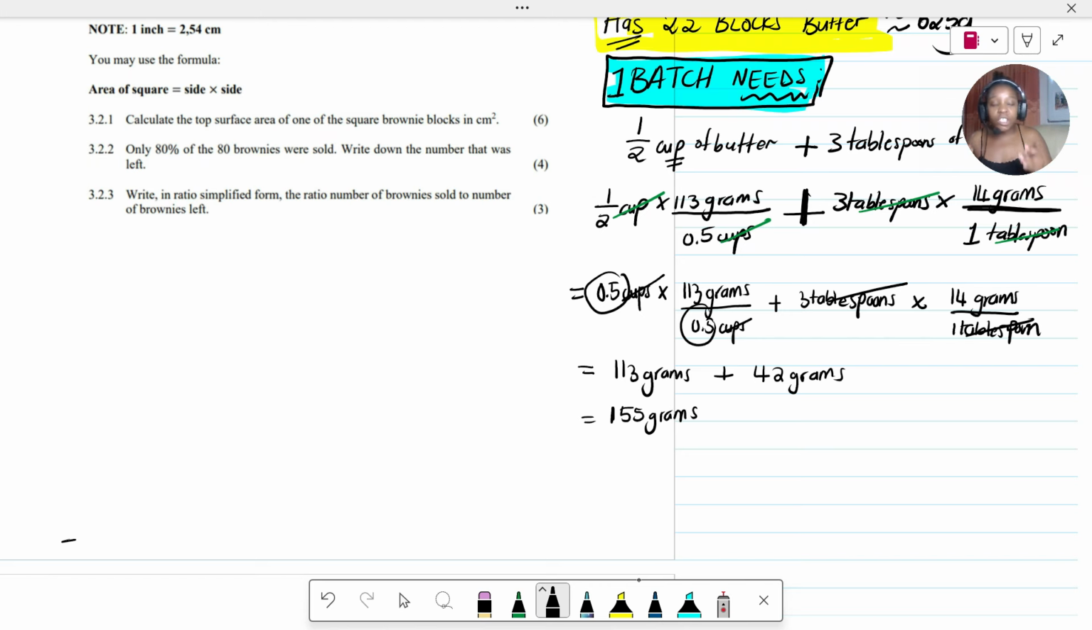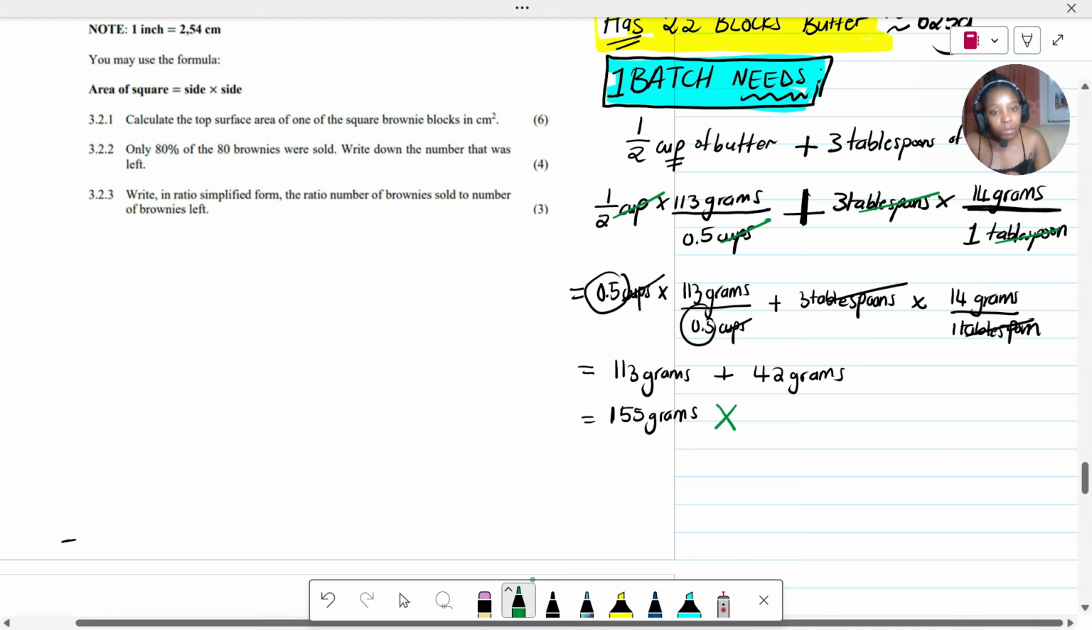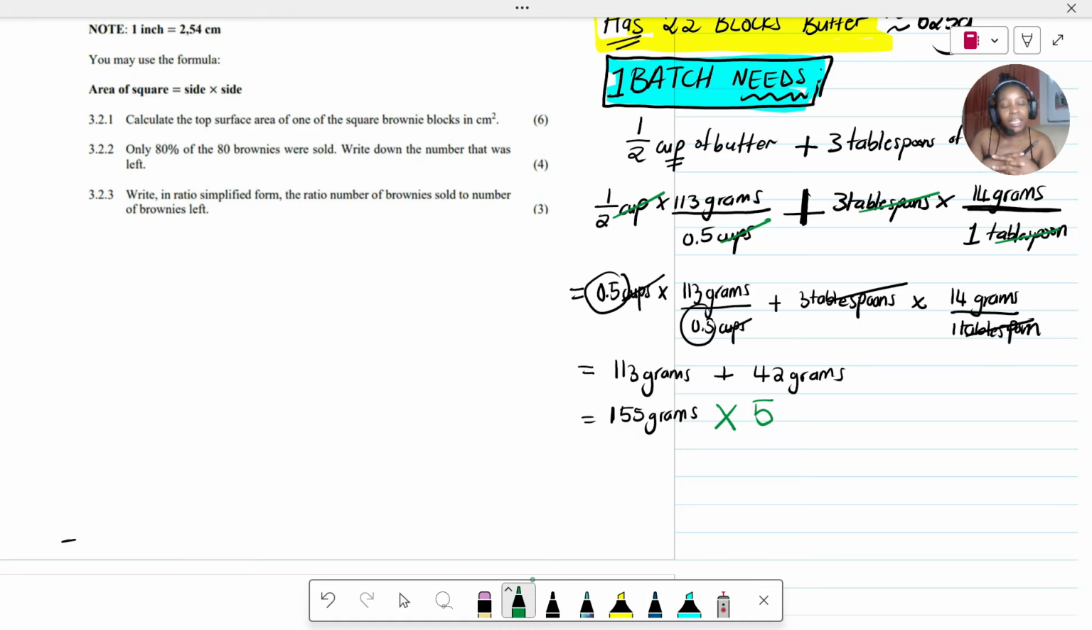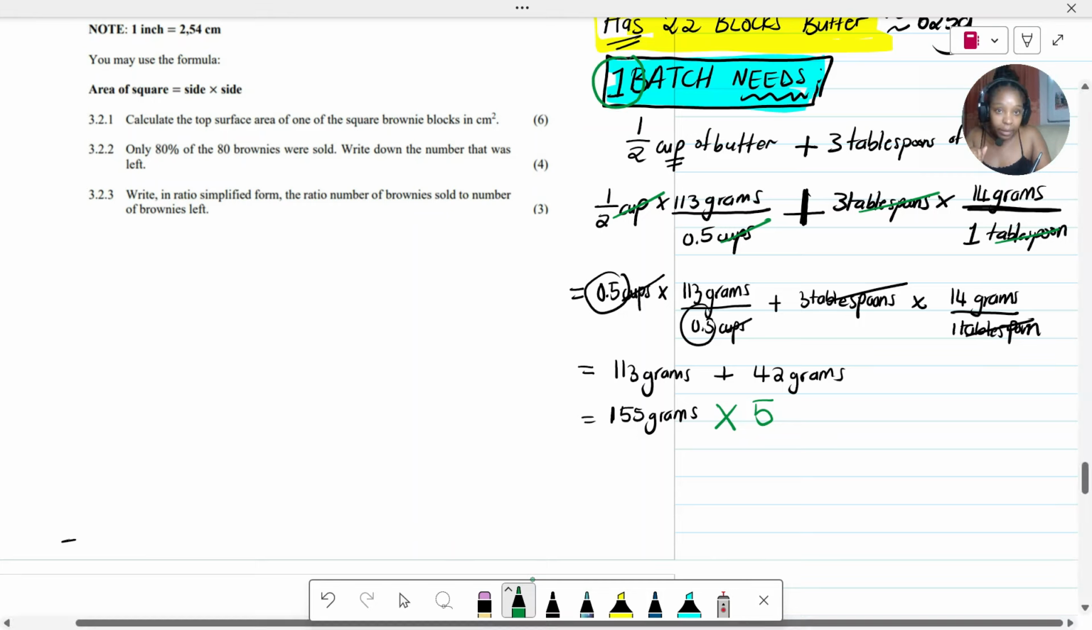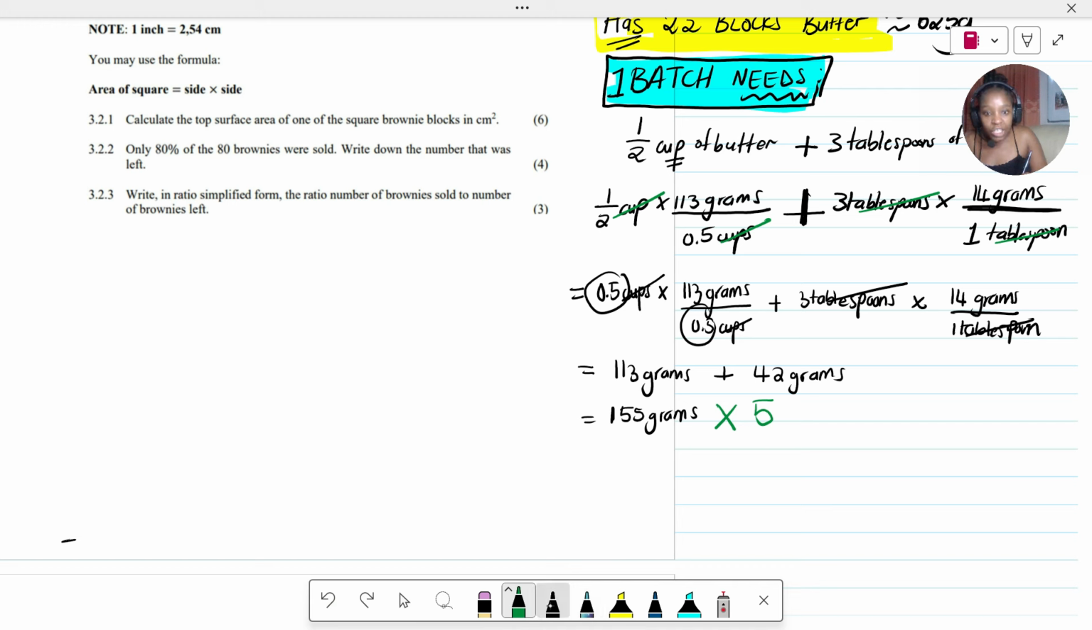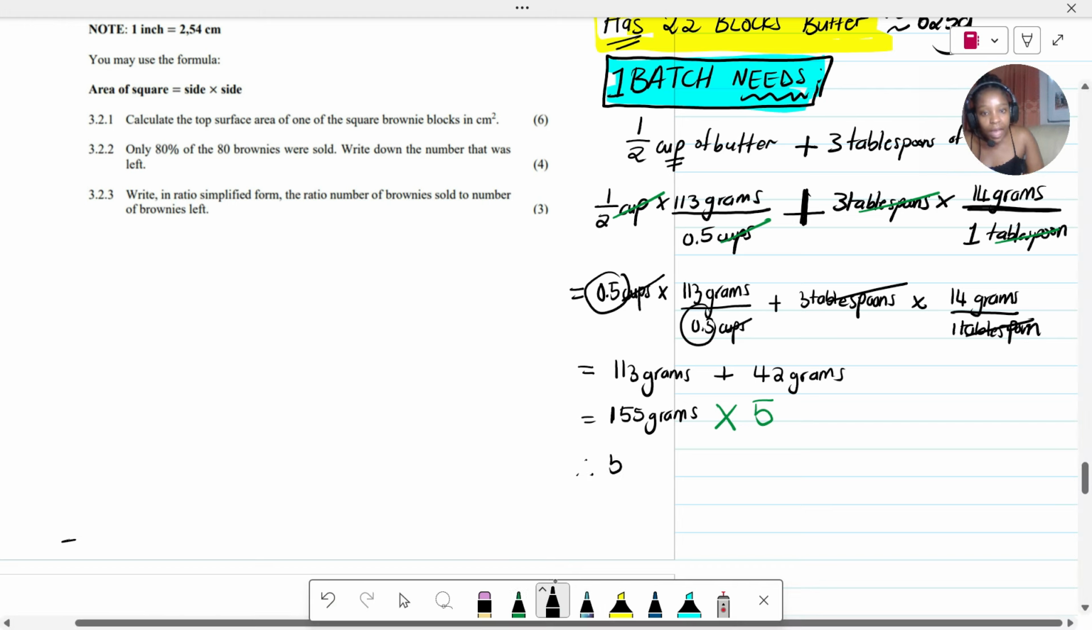But remember, she's not just making one batch, she's making 5 batches. So what do we need to do? We just need to take that 155 grams and multiply that by 5, because we need to know how much butter she will need for 5 batches and not just one. So if you take 155 and multiply by 5, to make 5 batches of brownies she needs 775 grams of butter.